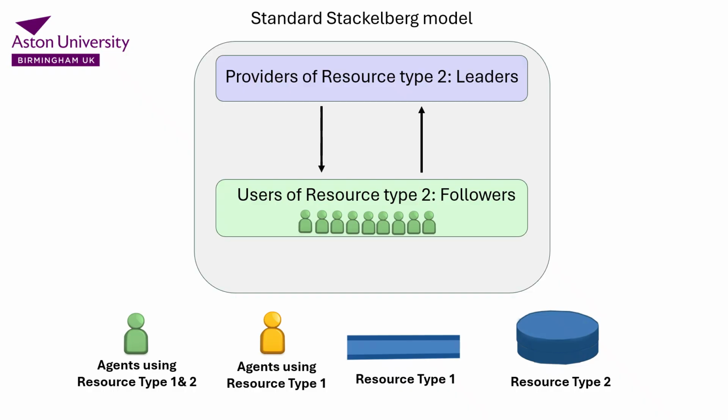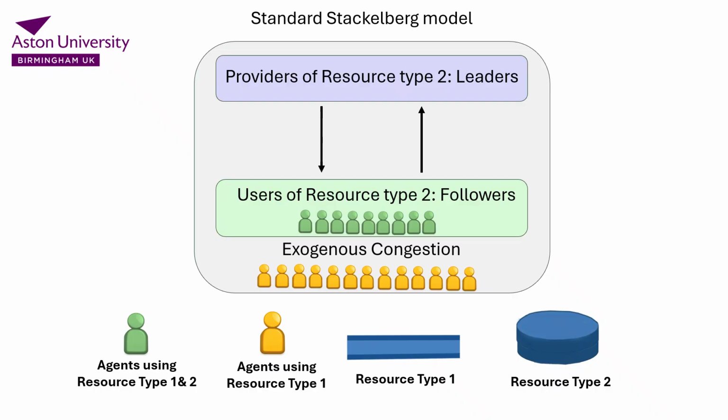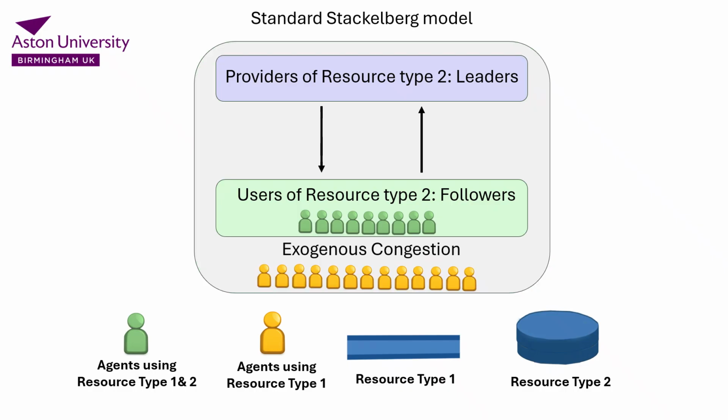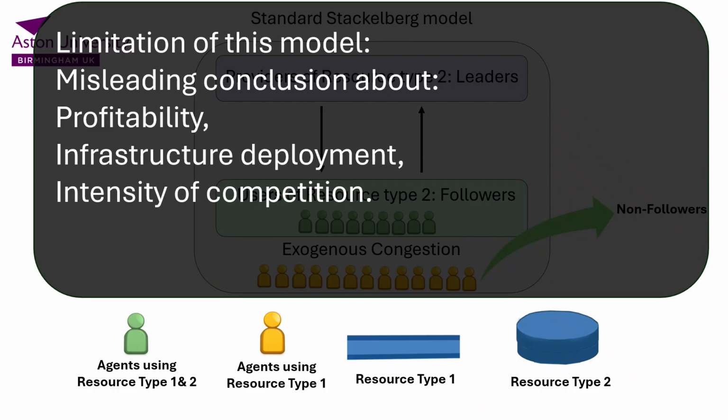By contrast, the remaining agents, those who use only resource type 1, are usually excluded from the strategic interaction and treated simply as an external source of congestion. As a result, most existing models focus only on agents who directly participate in the leader-follower game. Agents who don't generate revenue for providers are typically represented as background flow or sometimes ignored altogether. However, we refer to these agents as non-followers. The limitation of this simplification is that it can lead to misleading conclusions about profitability, infrastructure deployment, and the intensity of competition in markets where congestion is shared across different user groups.